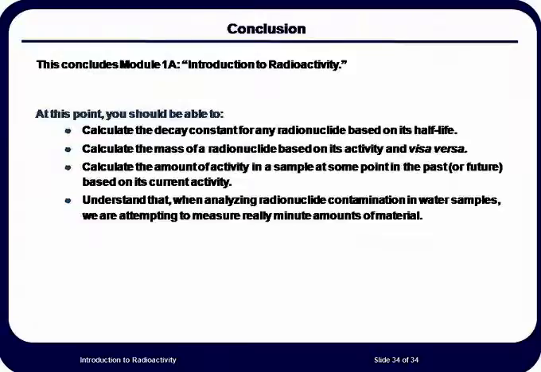This concludes our introduction to radioactivity. Based on what we have covered so far, you should be able to calculate the decay constant for any radionuclide based on its half-life, calculate the mass of a radionuclide based on its activity, and vice versa, calculate the amount of activity in a sample at some point in the past or future based on its current activity. Understand that when analyzing radionuclide contamination in water samples, we are attempting to measure really minute amounts of material. Please proceed on to the next module.